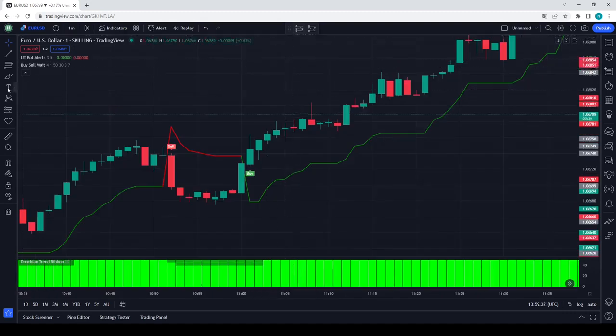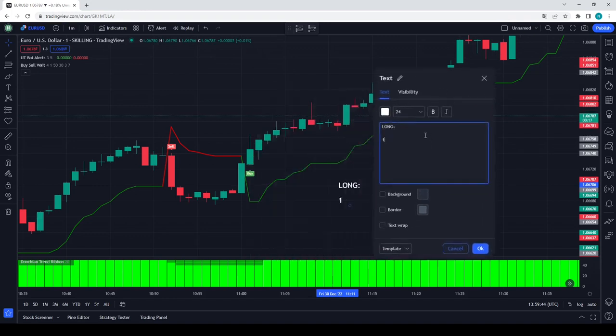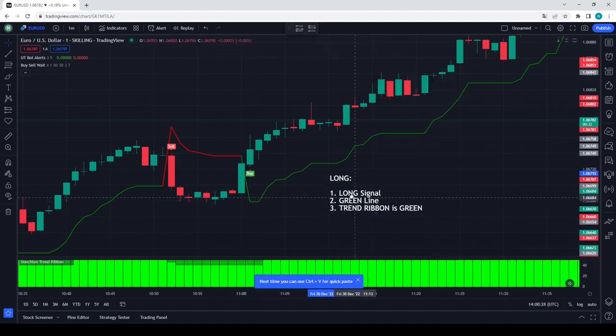So what are the signals for a long signal? Let's quickly write that one down. So for a long trade, we first want to have a long signal, obviously. Then the second condition is that this line over here has to change its color from red to green. So like here, it changes from red to green. This is our next condition. So we have a green line. The last condition is that the Donchian Trend Ribbon has to be green as well. So I just write it down a little bit shorter, so the trend ribbon is green as well. These are all the three conditions that have to be valid.